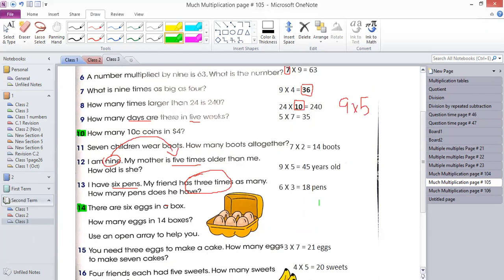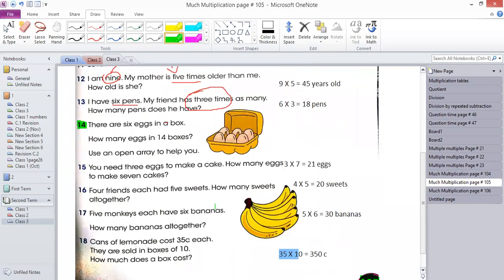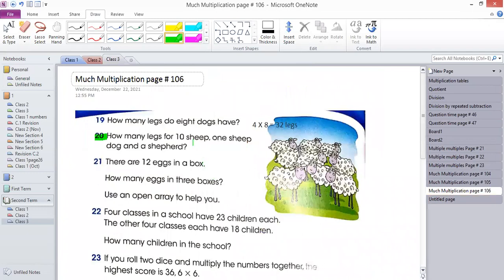How many 10-cent coins in $4? I will tell you in $1 how many cents there are. Then we will be able to find out how many 10-cent coins there are in $4. And question number 14 is an open array question. So we have to draw an open array for this, because by using the open array, we have to answer it. And then we come again to page number 116 and we will solve from question number 20. All clear, guys? Yes, sir.